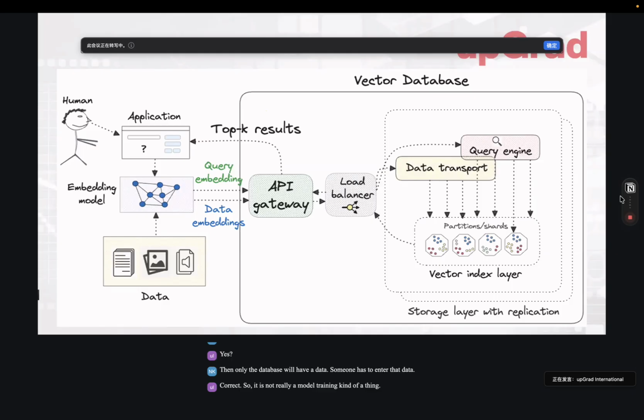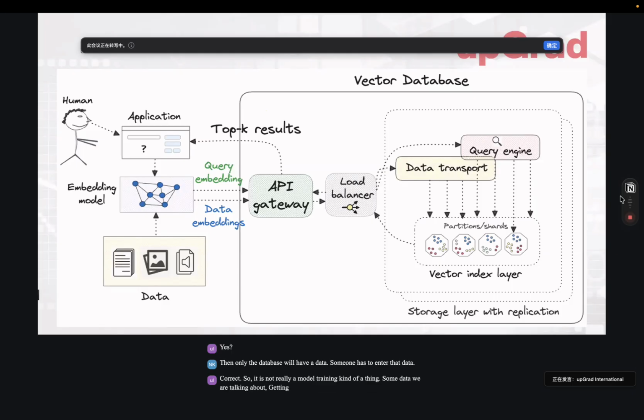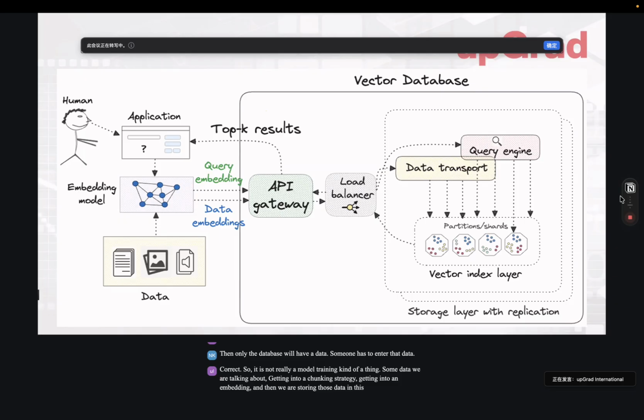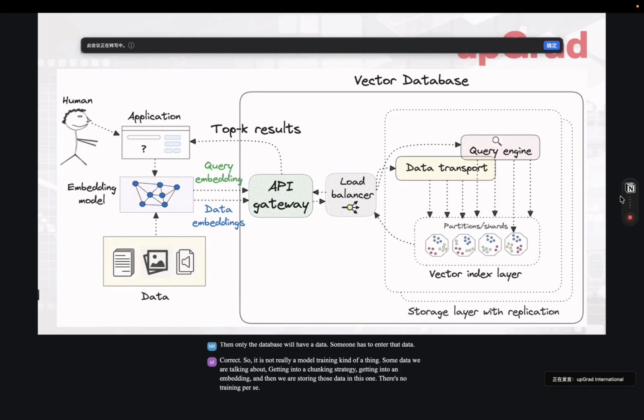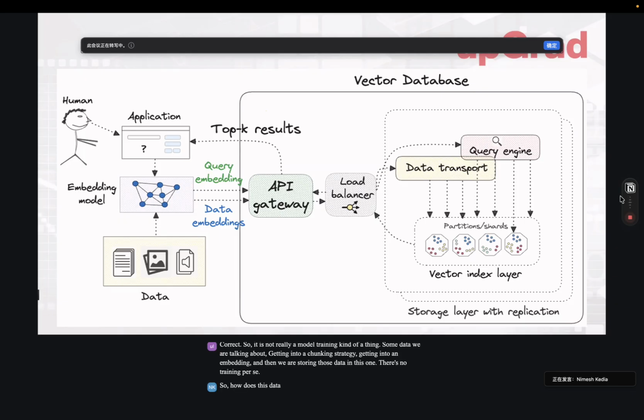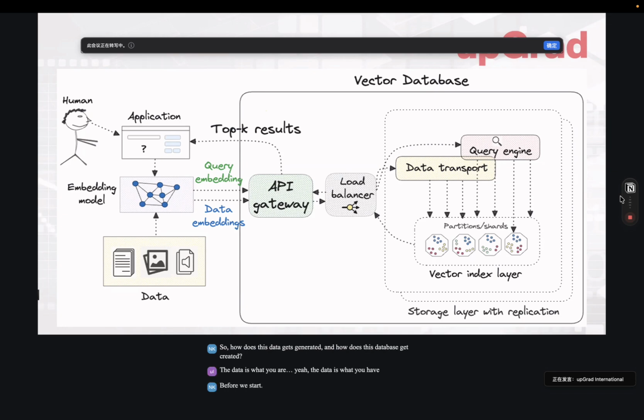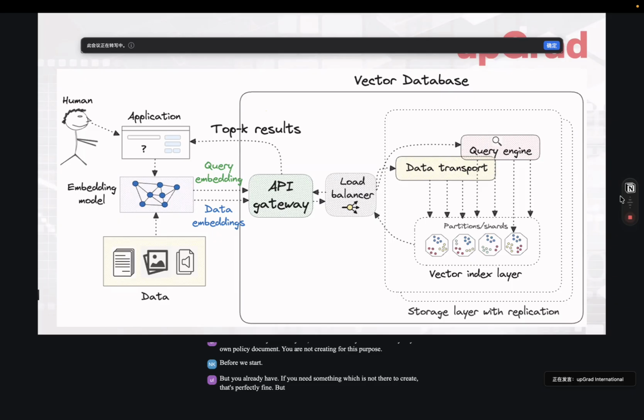Some data, we are talking about getting into a chunking strategy, getting into an embedding, and then we are storing those data in this one. There is no training per se. So how does this data get generated and how is this database created? The data is what you have already in your own policy documents. You are not creating it for this purpose, but you already have it. If you need something which is not there, to create, that's perfectly fine. But this is the enterprise data which you already have in a different form and shape. I am trying to utilize that data.